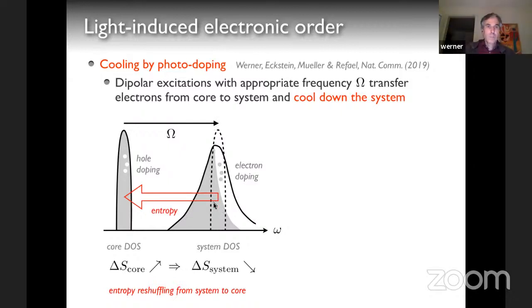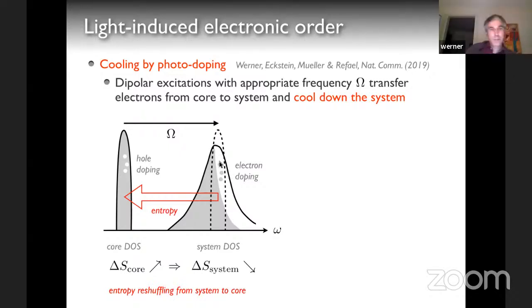And then we excite electrons from this filled band to our Hubbard model by dipolar excitations, where the frequency of the laser pulse is chosen such that we effectively shift up this full band, and then electrons can be doped from the full band into this partially filled band.